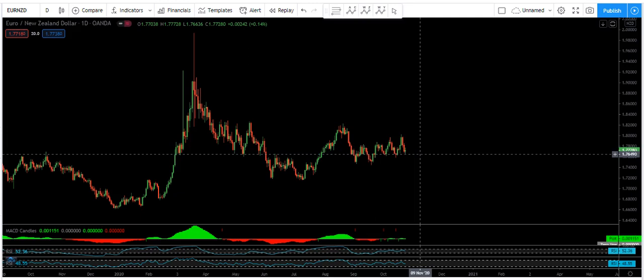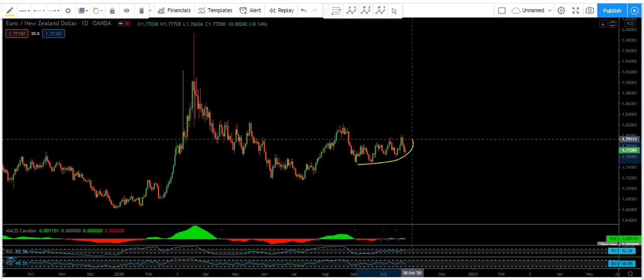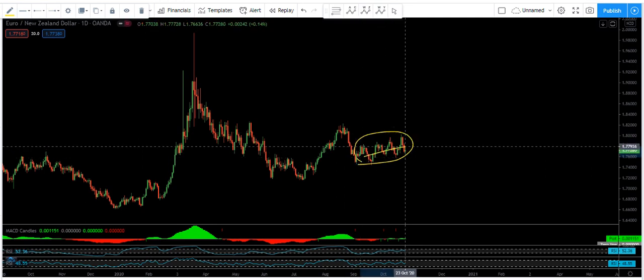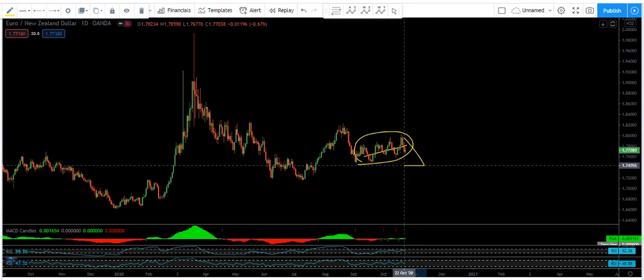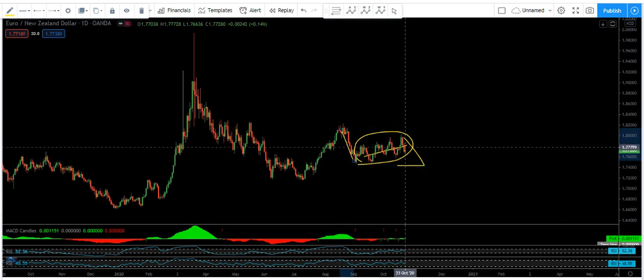Euro and New Zealand, now we are based on the daily chart. As we can see here, we are within the correction, and we are not sure how long we will be within this correction. What we are more interested in is the down move relative to this. That means we want the price to drop.